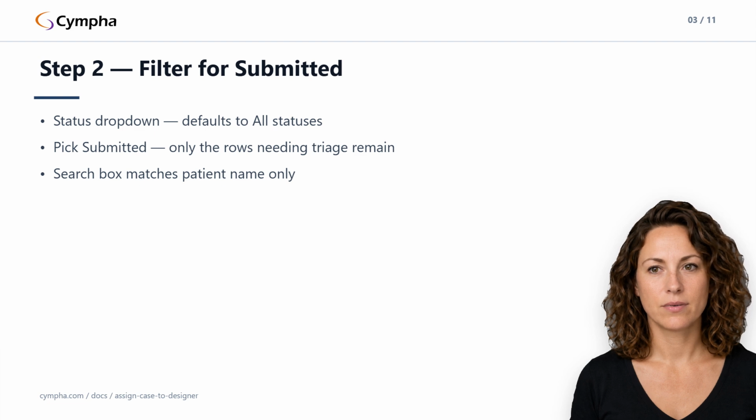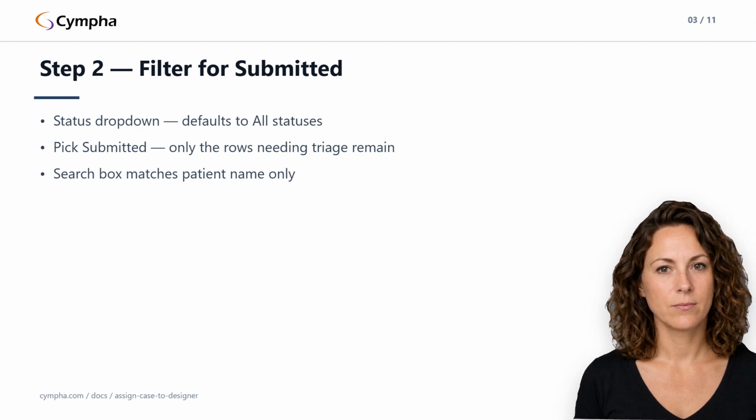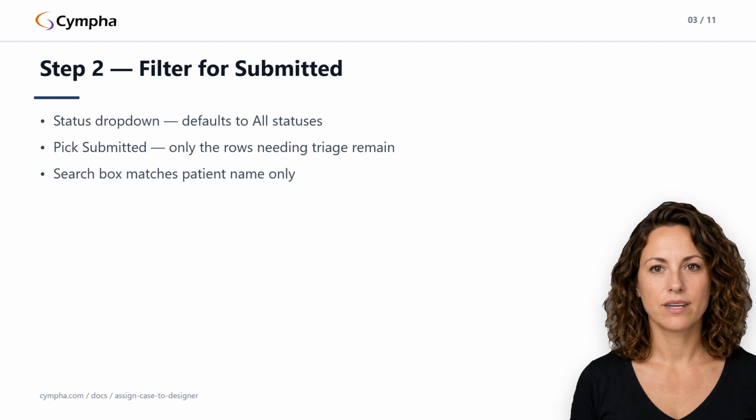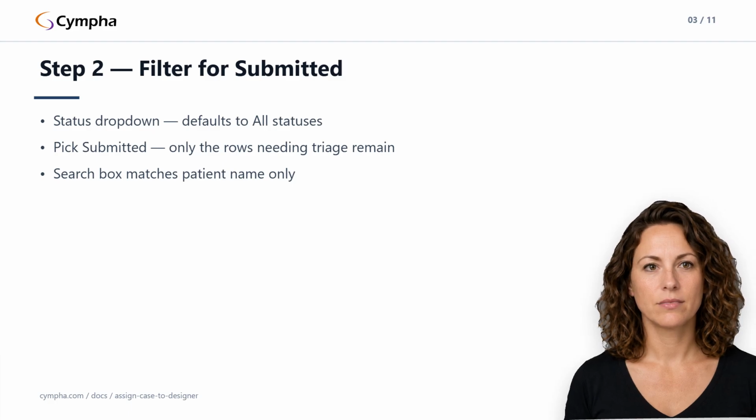The search box is worth knowing too. It matches on patient name only, not the doctor, not the category. Its real use case is when a customer pings you about a specific case and you want to jump straight to it instead of scrolling. Between those two controls, you can be looking at any case in your lab within a few seconds, which is what makes the 30-second triage realistic.